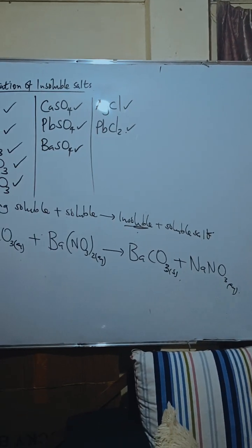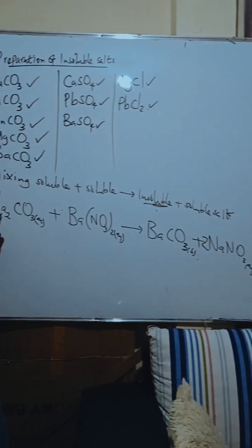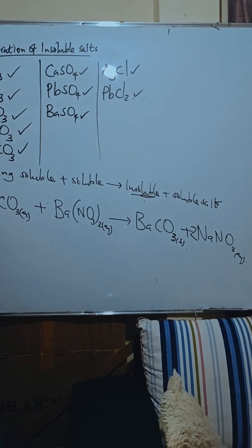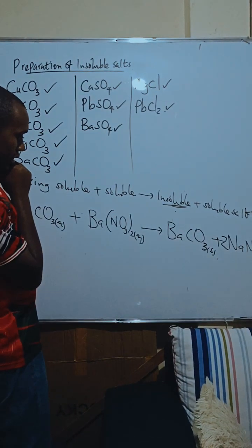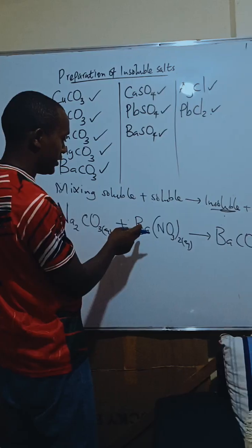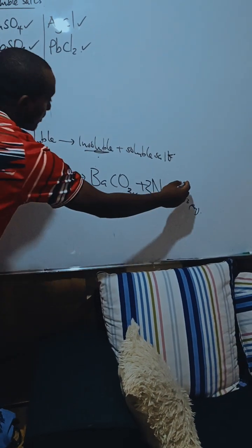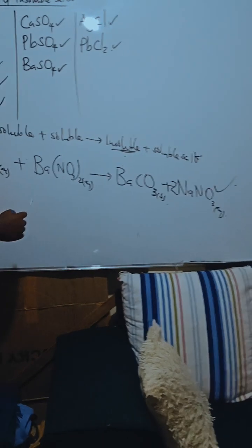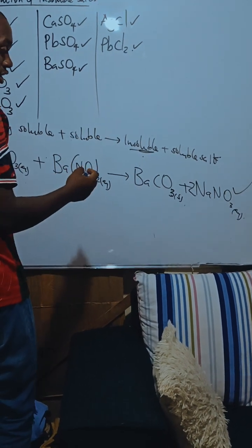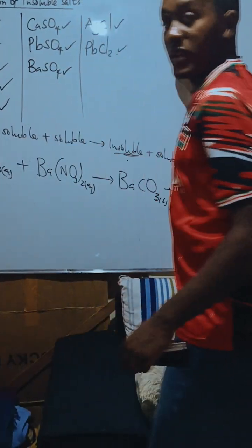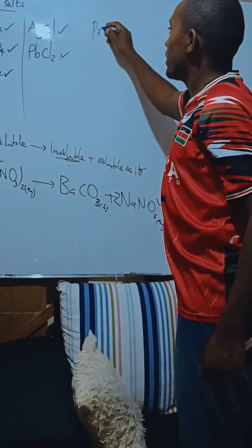So balancing the equation, you put a 2 here to balance sodium, and what else? You can see nitrogen is balanced, oxygen is 6, 9, and the equation is fully balanced. So this equation is balanced. And which type of reaction is this? This is a precipitation reaction. We prepare insoluble salts by a method known as double decomposition.